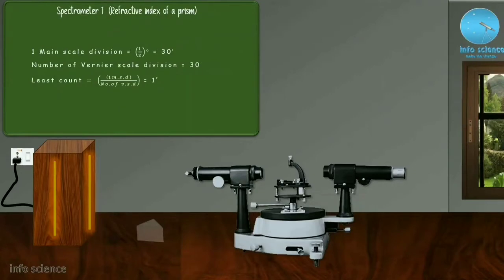So here we have taken a sodium vapor lamp, a prism and a spectrometer. First we have to focus the spectrometer using a distant object, and here we have noted the least count of the spectrometer. First, one main scale division equals half a degree, which is equal to 30 minutes. The number of vernier scale divisions is 30. So we get the least count as 1 MSD by the number of VSD, which is equal to 1 minute.